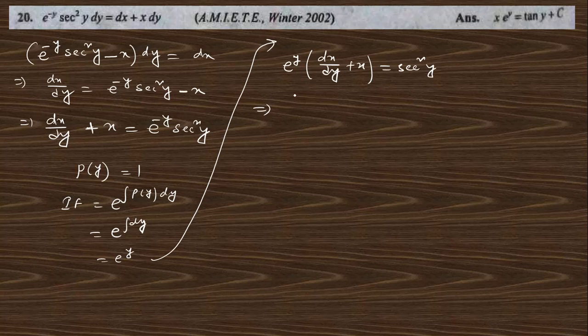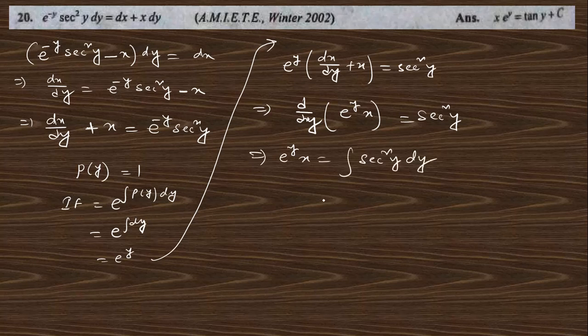Now just you can see here, this is nothing but d dy of e to the power y into x, and this is sec square y. So if you integrate, you will get e to the power y into x equals integration of sec square y dy. Integration of sec square y is nothing but tan y, right? This is tan y plus c. So e to the power y x equals tan y plus c. This is the solution, right?